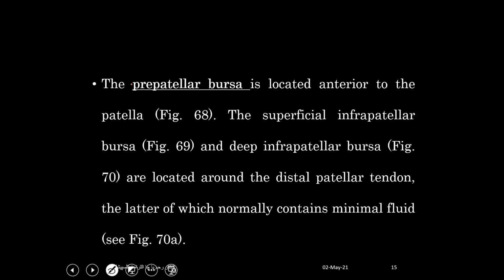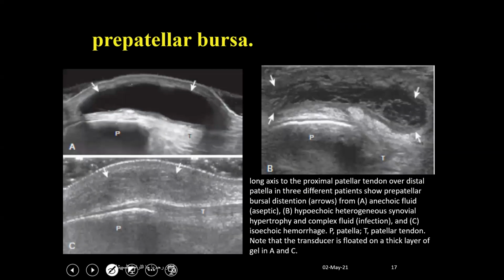The prepatellar bursa is located just above the patella, and here you can see this is the patella, and just above the patella, this is the prepatellar bursal distension. In the same way, this is patella and this is prepatellar bursa containing echogenic fluid.